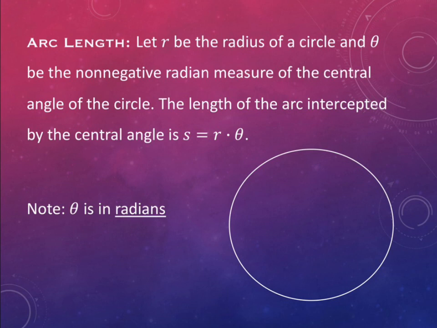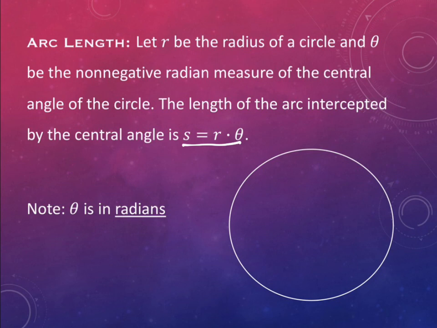I mentioned it in passing when we talked about stretching a string and talking about what radians are. Okay? So definitionally, let R be the radius of a circle, and theta is the non-negative radian measure of the central angle of the circle. The area, I'm sorry, I'm reading the wrong one. I'm reading area, arc length. Let me go back up. Let R be the radius of the circle, theta the non-negative radian measure of the central angle of the circle. The length of the arc intercepted by the central angle is S equals R times theta, right here. You do need to notice that the theta is measured in radians. If you put it in degrees, you're not going to get the right answer. It's not going to make sense.